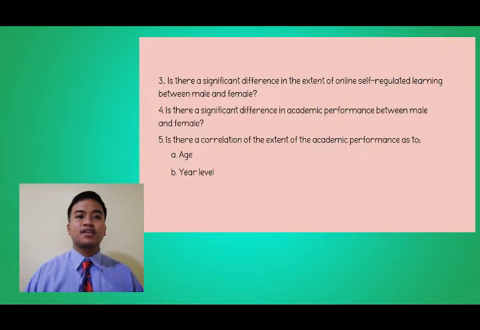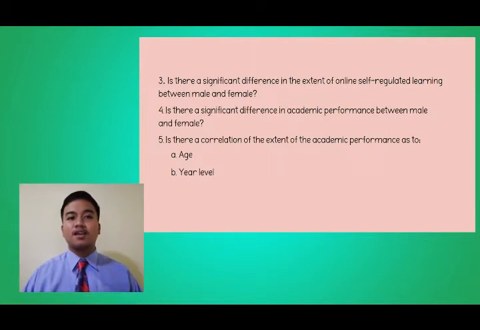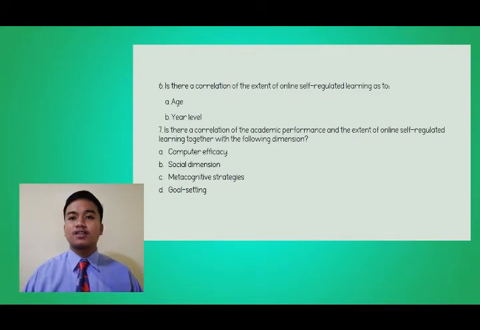3. Is there a significant difference in the extent of online self-regulated learning between male and female? 4. Is there a significant difference in academic performance between male and female? 5. Is there a correlation of the extent of the academic performance as to age and year level? 6. Is there a correlation of the extent of online self-regulated learning as to age and year level? 7. Is there a correlation of the academic performance and the extent of online self-regulated learning together with the following dimensions: computer efficacy, social dimension, metacognitive strategies, and goal setting.